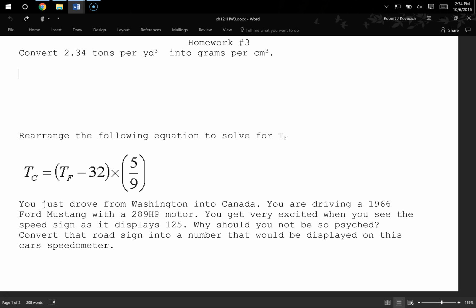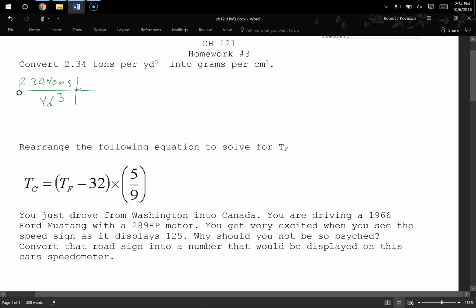So I'll go ahead and start off with 2.34 tons per yard cubed. What kind of unit is this? It's a bunch of stuff divided by a volume. Yeah, this is a density. So this would be a density for something like concrete, maybe dirt. Yeah, large things, cubic yard, right? We're talking about something that's 3 feet long, 3 feet tall, and 3 feet wide. So pretty big piece of dirt or substance, whatever it is.